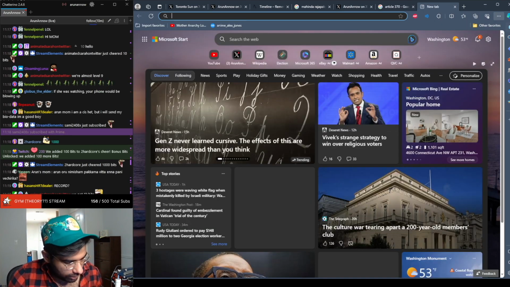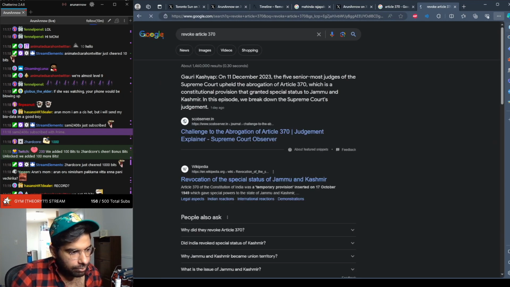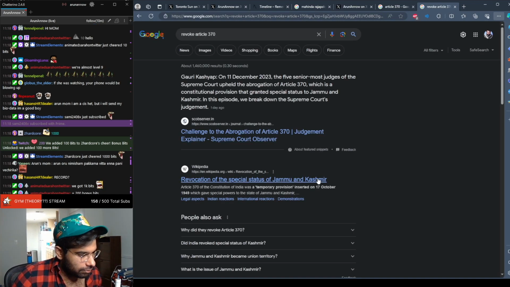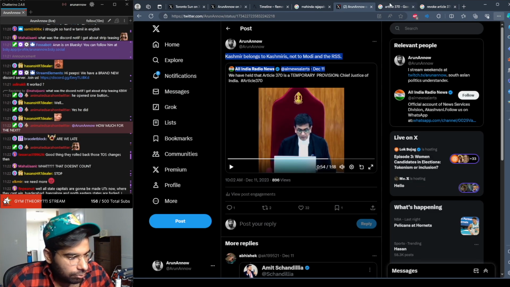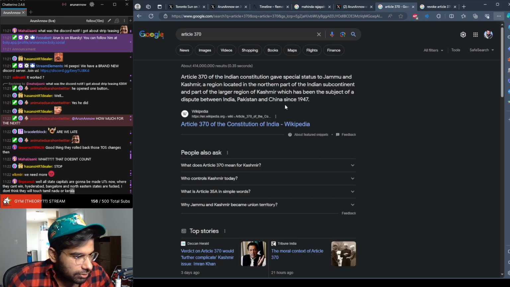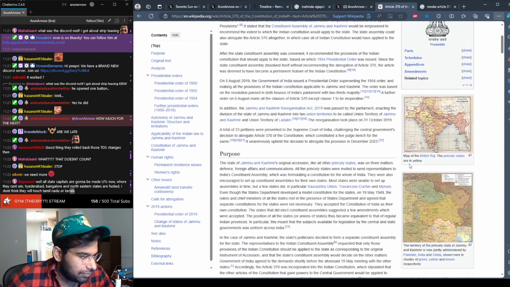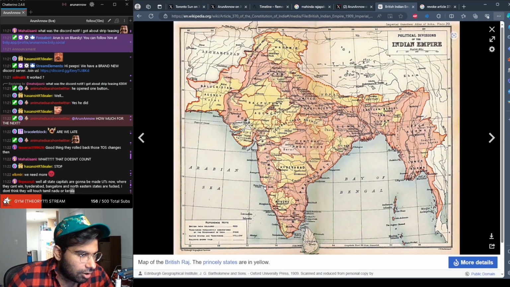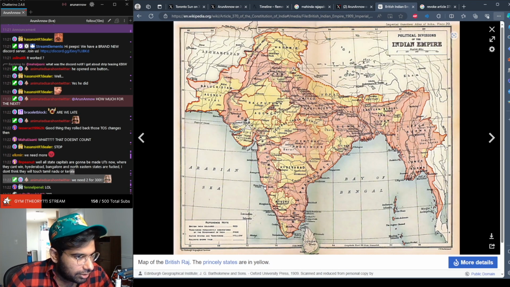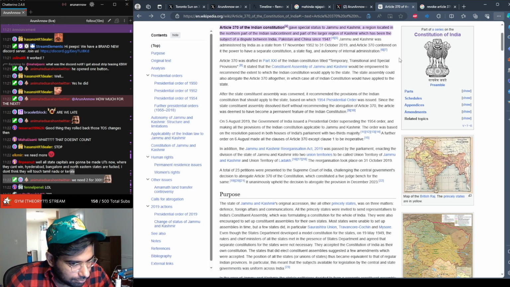Back in 2019, the Modi government voted to basically revoke Article 370. The Supreme Court upheld the decision of the Modi government to revoke Article 370. What is Article 370? Article 370 of the Indian Constitution was a provision that specifically gave autonomous status to Jammu and Kashmir. So this area right here, which we call Jammu and Kashmir, Indian occupied Kashmir, Indian controlled Kashmir, whatever you want to call it, Jammu and Kashmir had some level of autonomy.